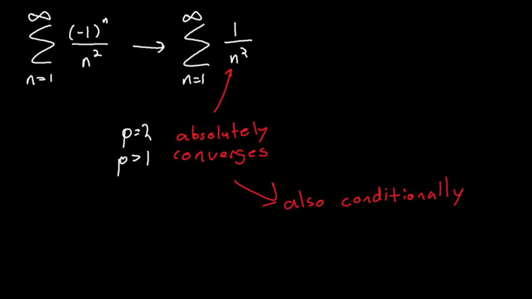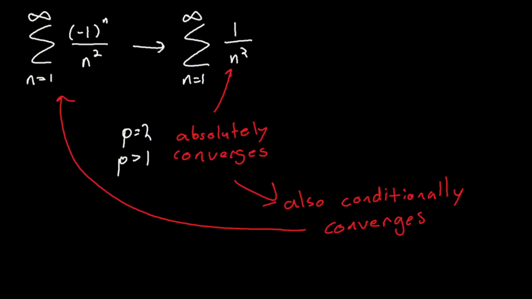So that's why you want to test for absolute convergence first. Now you don't have to test for conditional convergence. You can just say it conditionally converges. So this series, this alternating series, also conditionally converges due to the fact that you absolutely converge as well.